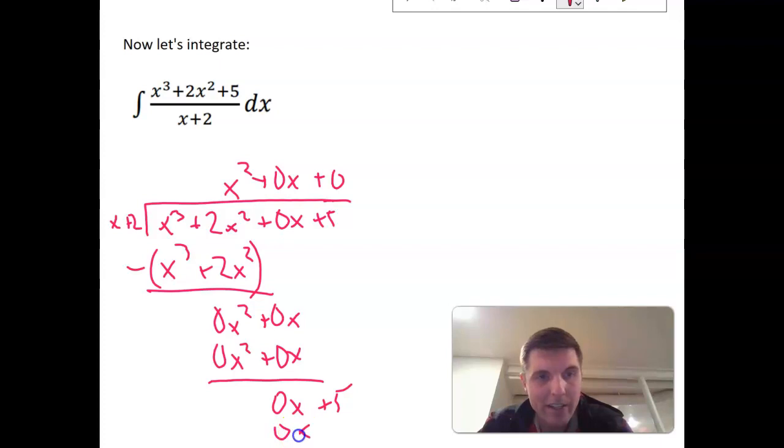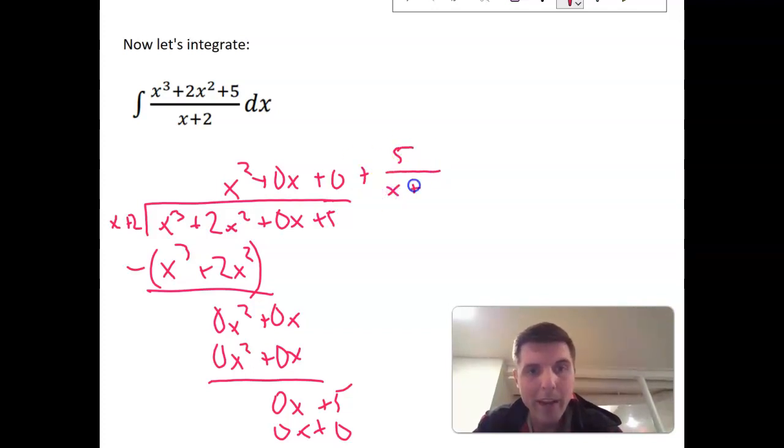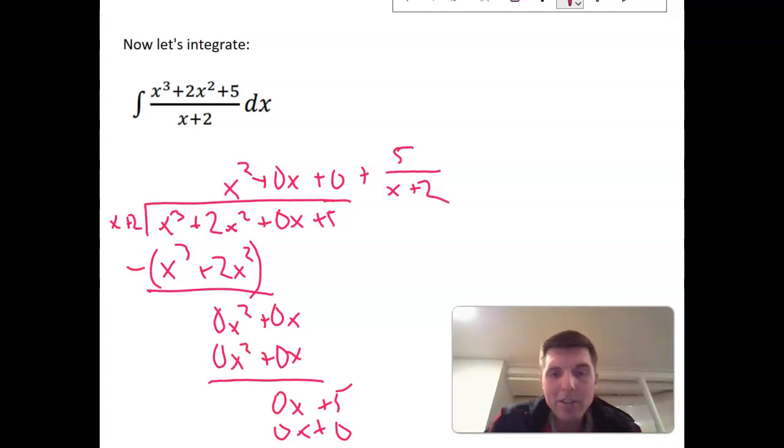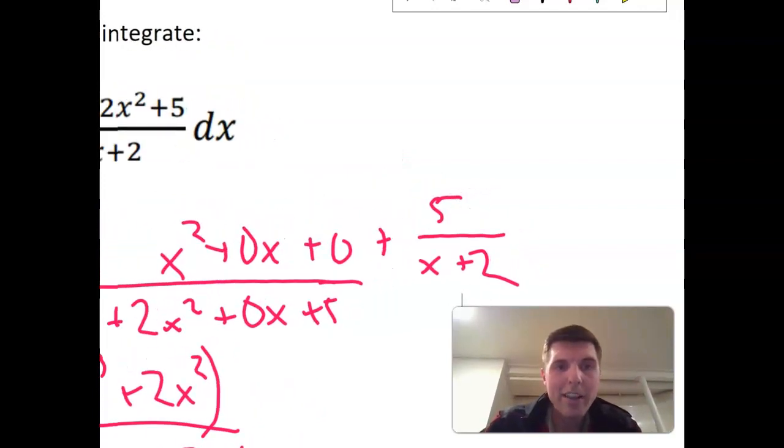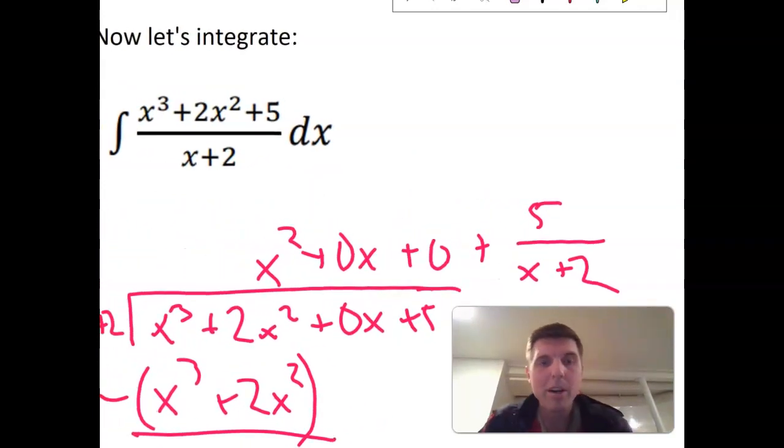That just means the 5 is my remainder. So I get 0x plus 0. 5 minus 0 is 5, so 5 is my remainder. So I just get 5 over x plus 2. And that's okay, I just don't need to include those other 2 terms. So let's rewrite our integral. Again, that was the quick division, quick version. Let's rewrite our integral now that we have done that division for the fun part.